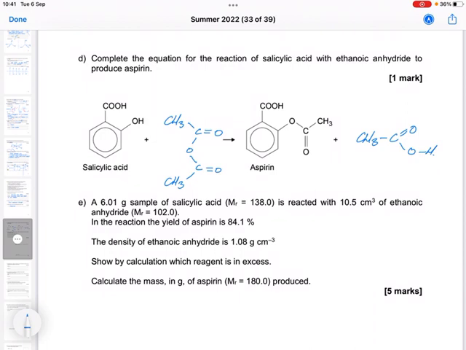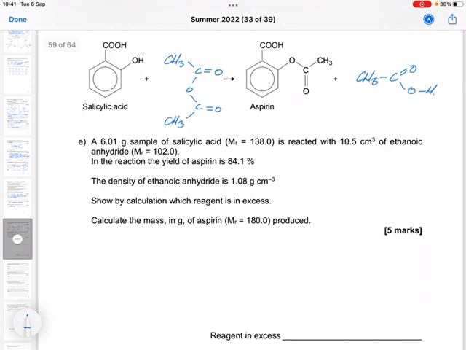Okay. And then E, a 6.01 gram sample of salicylic acid with the MR is reacted with 10.5 centimetres cubed of ethanoic anhydride. We have an 84.1% yield. We're given a density, so I can work out the mass from a volume. Here's the question. Show by calculation which reagent is in excess. And then part B, calculate the mass in grams of aspirin. Okay, so which reagent is in excess?